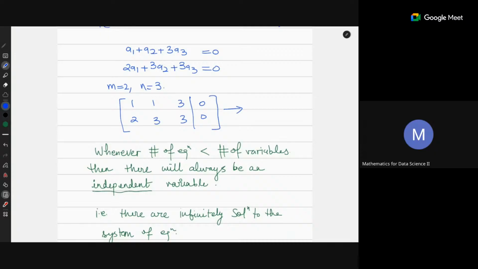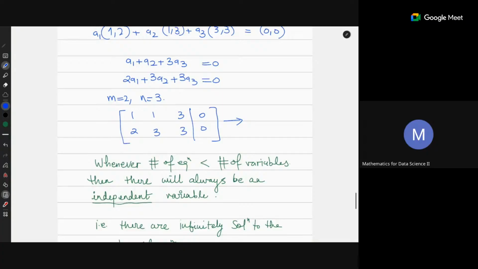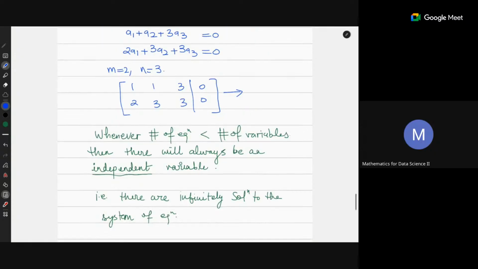So, yeah, in the case of a homogeneous system, I'm talking about. In the case of a non-homogeneous system, the solution set may be inconsistent. So we don't know about that, but for a homogeneous system, this is for sure. So, the solution for a system of equations, the homogeneous system.